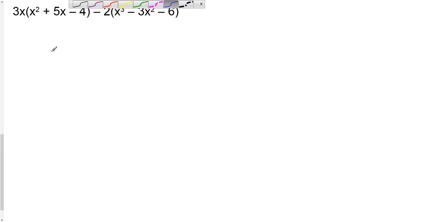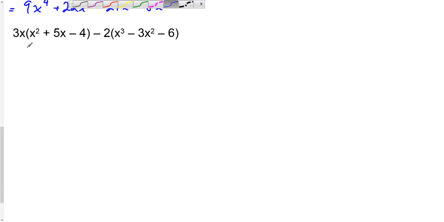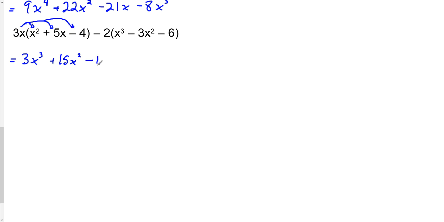Okay, let's take a look at how we do this. First off, we're going to need to do our distributive property. So 3x times x squared, 3x cubed. 3x times positive 5x, plus 15x squared. x times x gives us x squared. 3 times negative 4, negative 12, and just a single x.